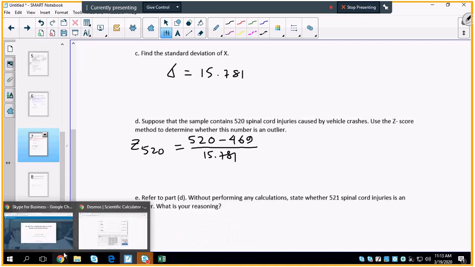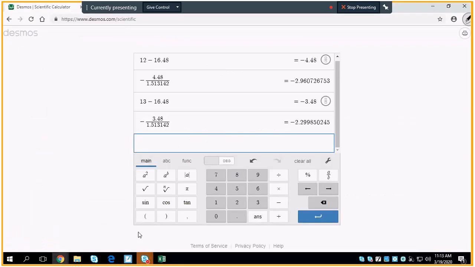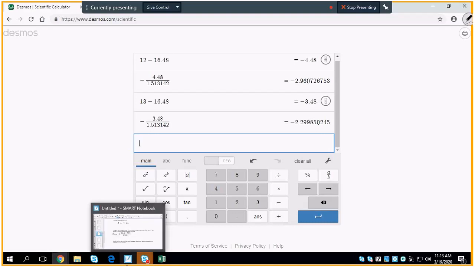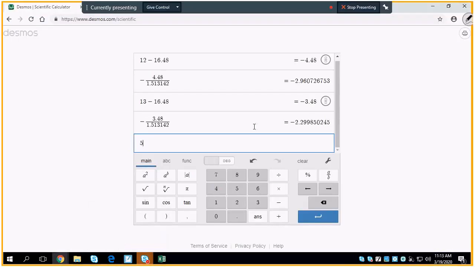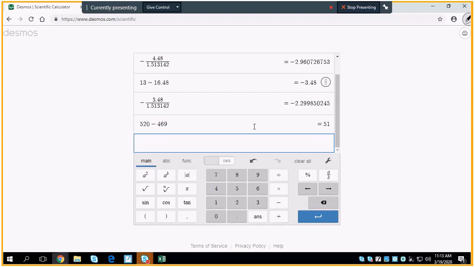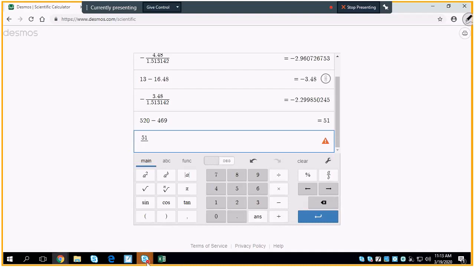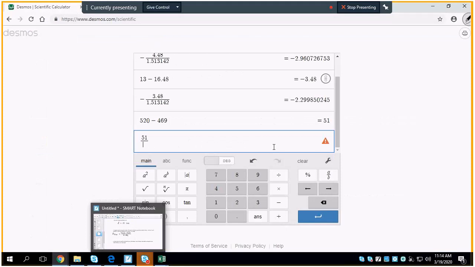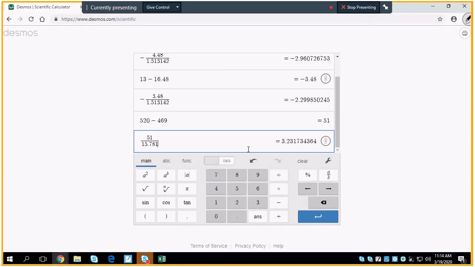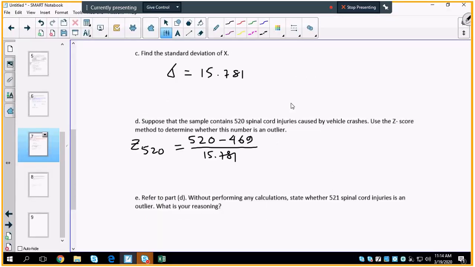So let's see the z-score. We'll go to our calculator: 520 minus 469. So that is 51, and I'm going to divide this by the standard deviation in this problem, which is 15.781. So this is 3.23. So clearly this is an outlier. We'll go ahead and say z-score is 3.23, which is greater than 3, hence it is an outlier.